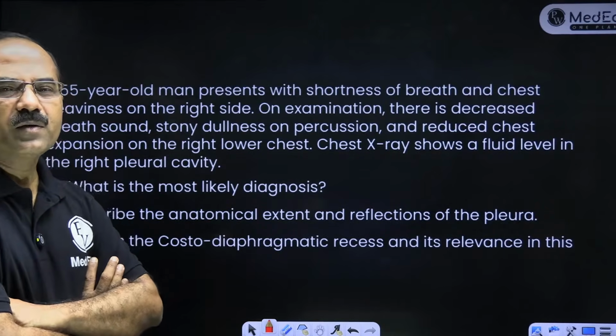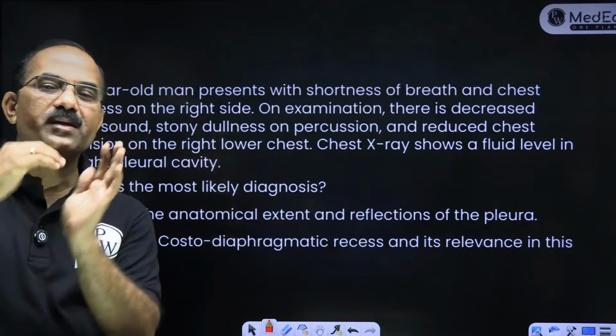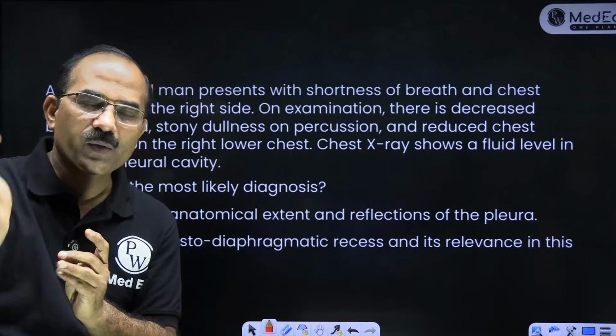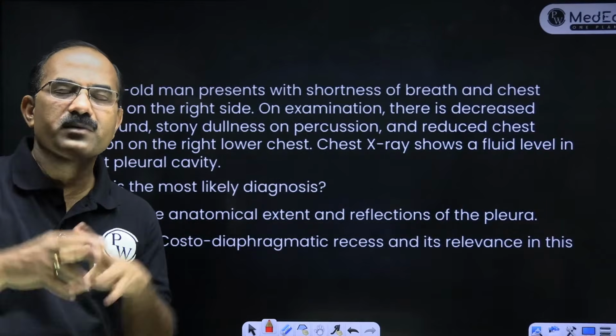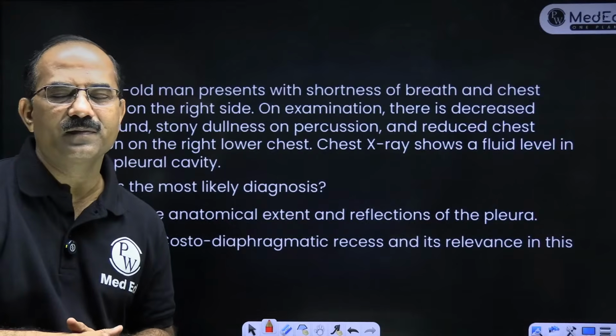वो सर्वाइकल रिब होता है ना, तो ये brachial plexus and the subclavian artery has to climb over it and go. So the blood flow becomes less. There's tingling and numbness.